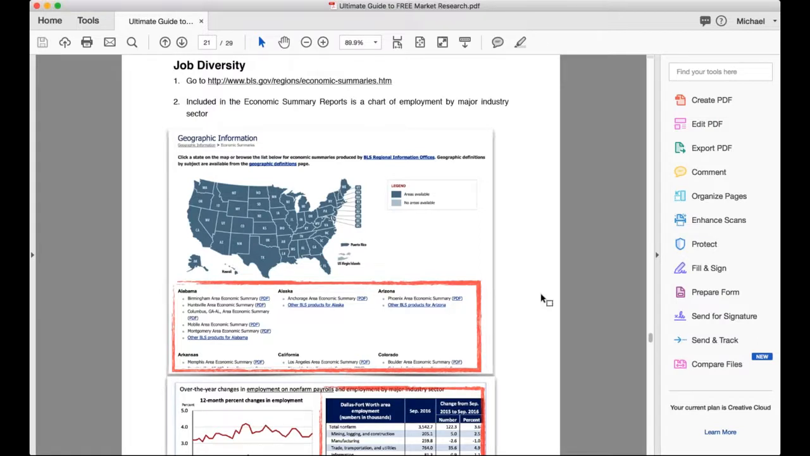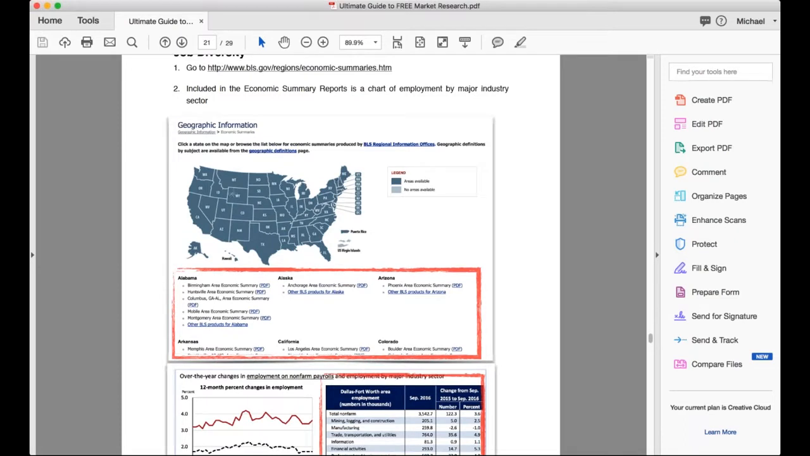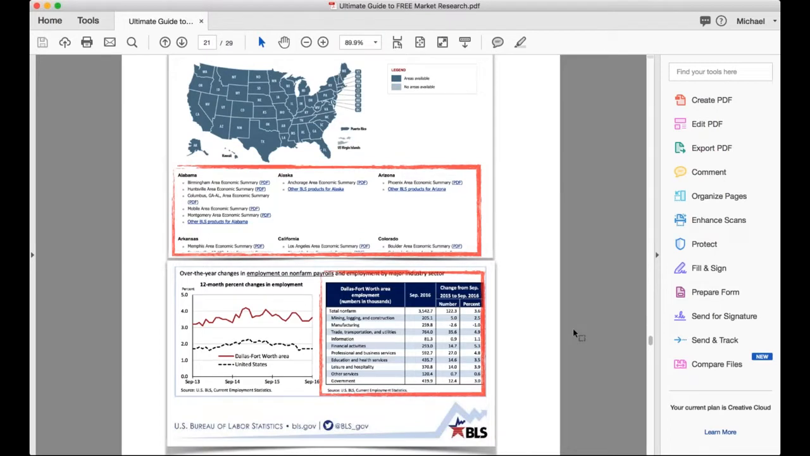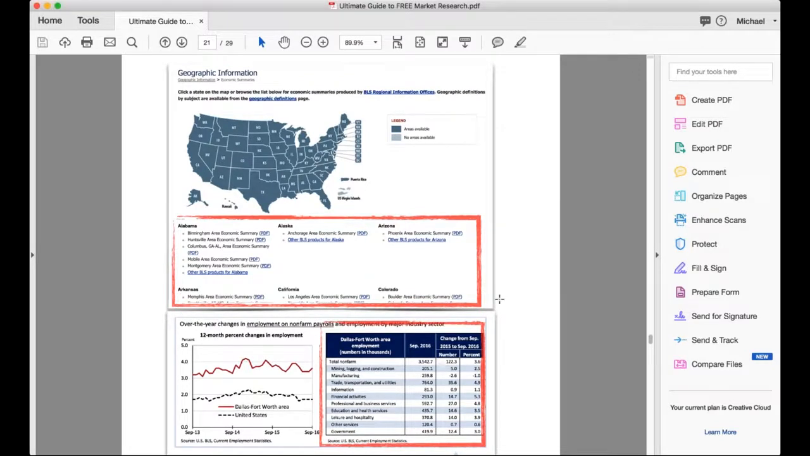Yep. Awesome. So, again, job diversity, I touched on that a little bit. This is how you figure out who the primary employer or what industries are there. You can see down in this box on the lower right, the Dallas-Fort Worth area has a good mix of a bunch of different industries, and you can figure this out for whatever MSA you're looking at.